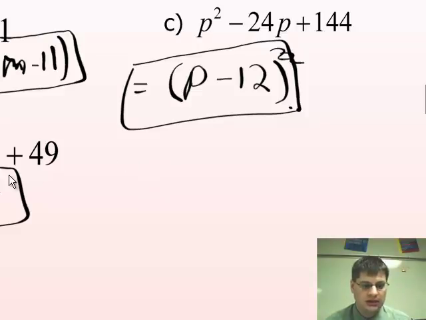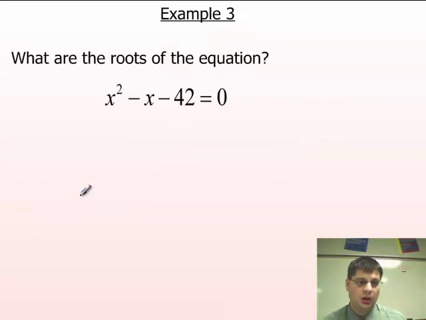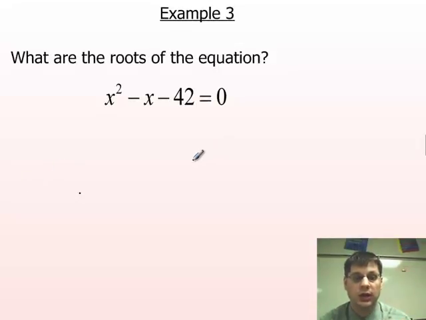Our next example is asking, what are the roots of the equation? A root is a word for solution. What is a solution to the equation would be another way of phrasing it. Or, as we'll learn later, it's also called the x-intercept. It's also called the zeros. Slightly different things, but referring to the same idea overall.